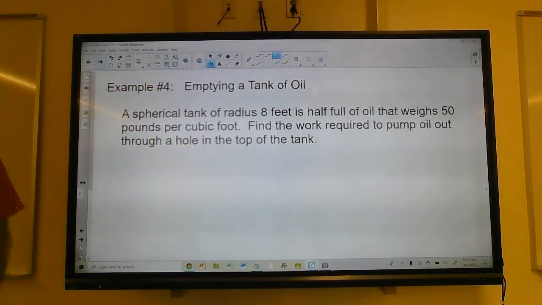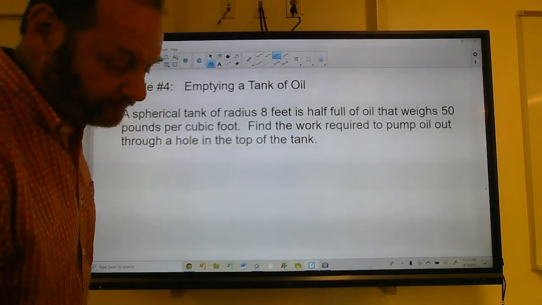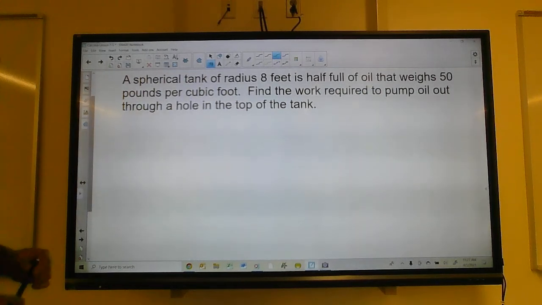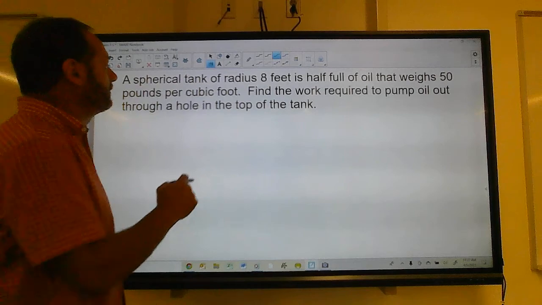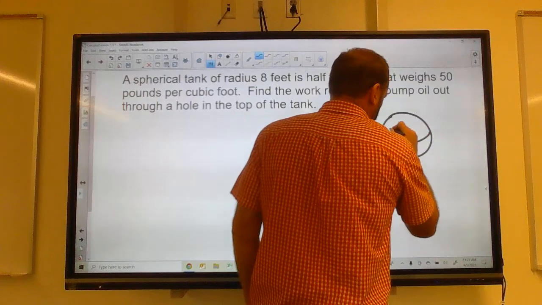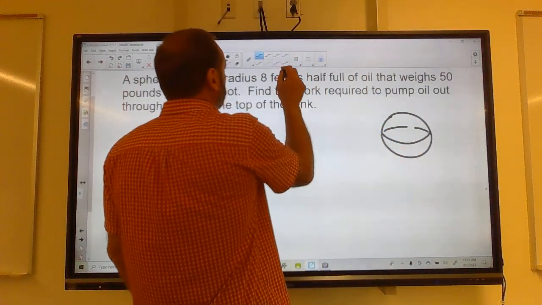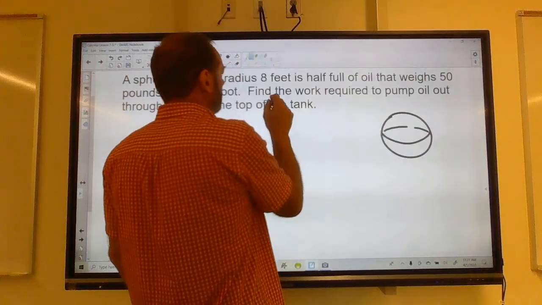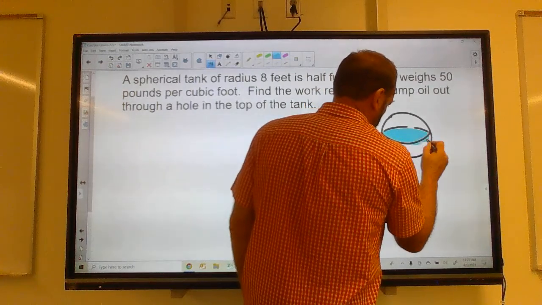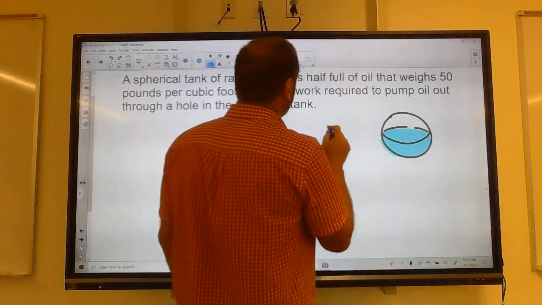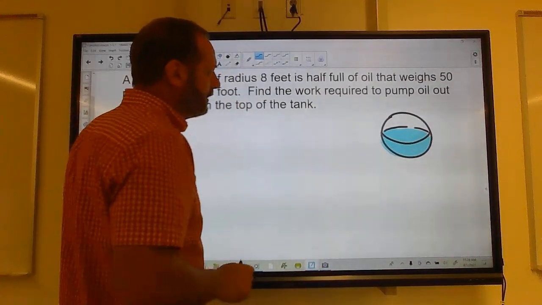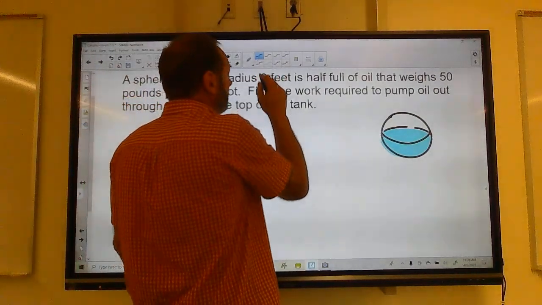You're going to empty an oil tank. So here's the deal. You've got a spherical tank of radius 8 feet, half full of oil that weighs 50 pounds per cubic foot. So let's sketch a picture here. We've got this spherical tank, okay, and it's half full. Colored outside the lines there, that's unfortunate. Okay, and it has a radius of 8 feet.